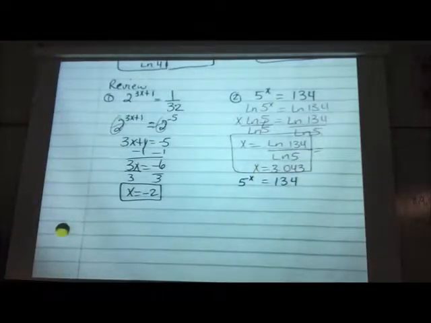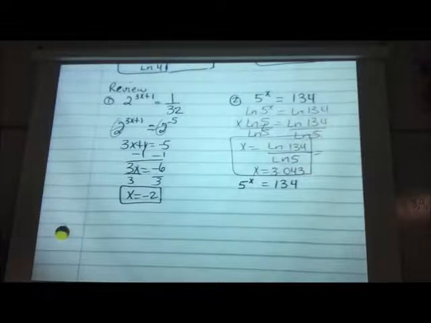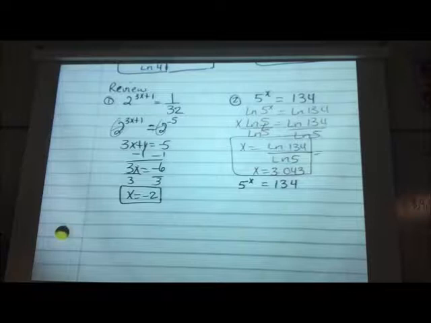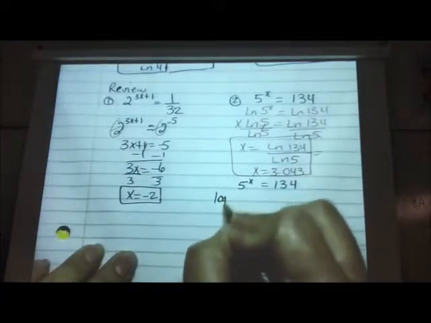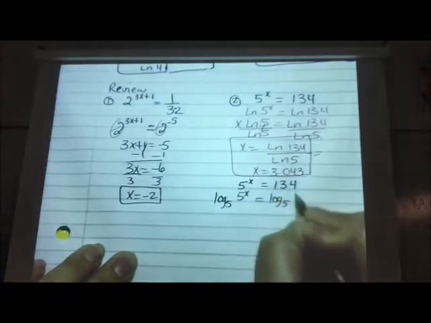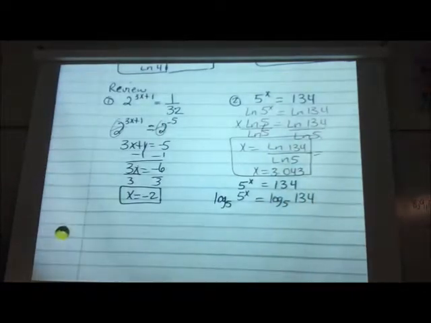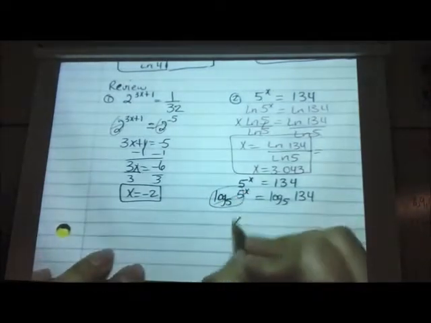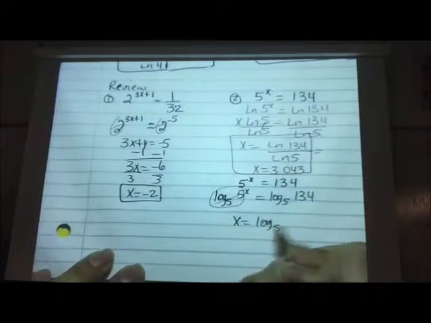Now, why did I copy the problem again at the bottom? Because right now, Ralph had the question of, can we only use log when it's a 10? No, you can use the log when it's a 5, when it's a 3, when it's a 4, when it's any number. So here, because this is a 5, what base am I supposed to be using? 5. So I'm going to put log base 5, 5 to the x equals log base 5, 134. Now, what happens with the log base 5, 5? So I get x equals log base 5 of 134.